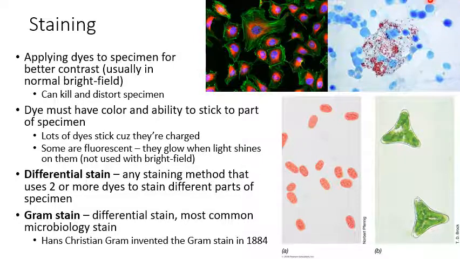This is also a differential stain over here. Here you've got these blue balls. Those are all cells. This is actually a slice of tissue. So these would be like actual human tissue body cells.